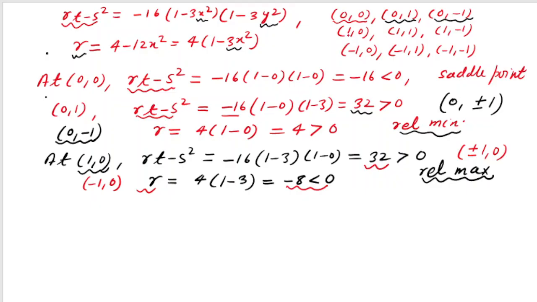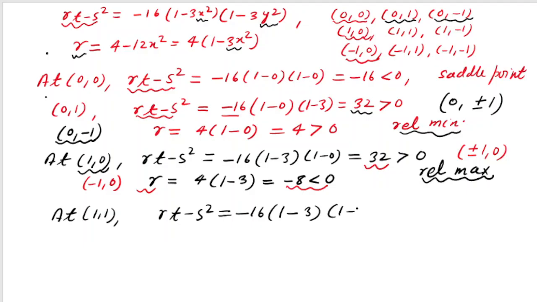So we already have talked about 1, comma 0 and minus 1, comma 0. So till now I have talked about 5 points. Now let us talk about the point 1, comma 1. So at 1, comma 1, I hope you are not getting confused. If I talk about rt minus s square, it will be minus 16 into 1 minus 3 into 1 minus 3. So minus 16 into minus 2, and into again minus 2. So how much is that? It is minus 64, less than 0.